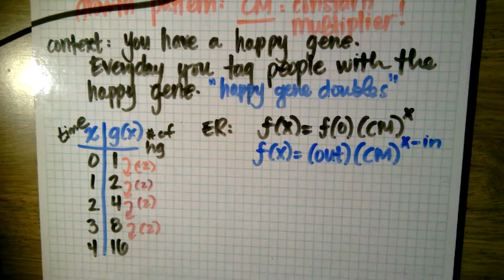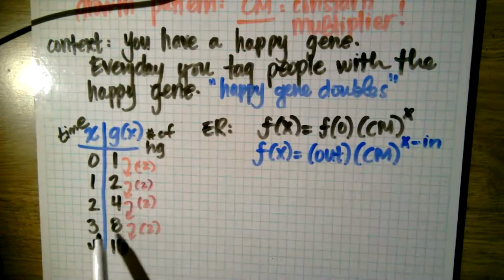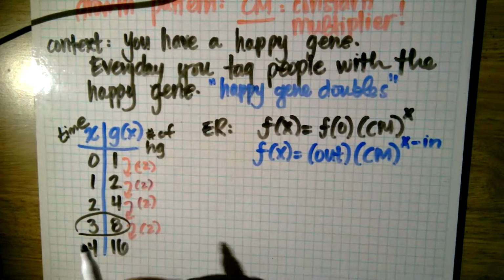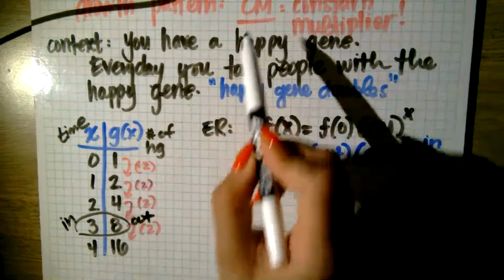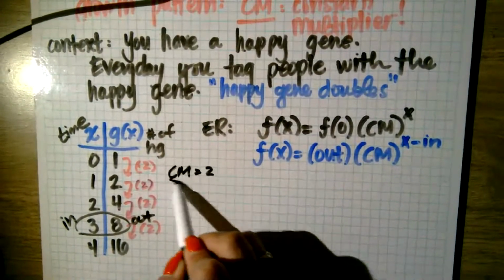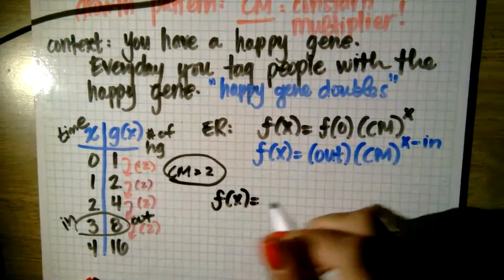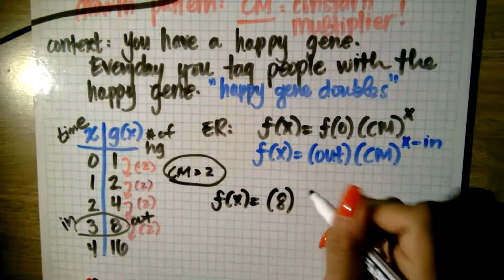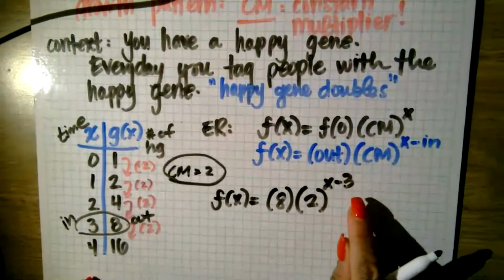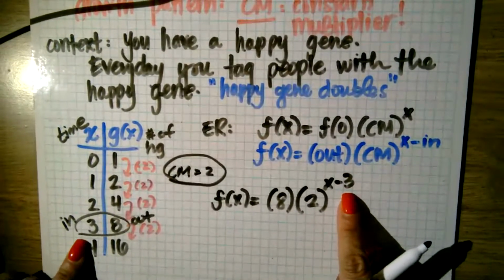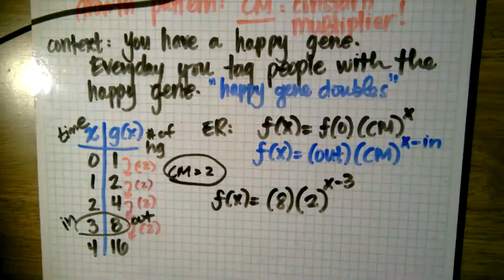So here we go. I'm going to first showcase this one, and I'm going to use 3 and 8. That's going to be my input. So my input is 3, my output is 8. I know my constant multiplier is 2. Okay? So here we go. f of x is equal to, what's my output? 8, times my constant multiplier, 2, to the x minus 3 power, right there. Why? Because 3 is the input, 8 is the output, and 2 is the constant multiplier. My format tells me right there what to do.